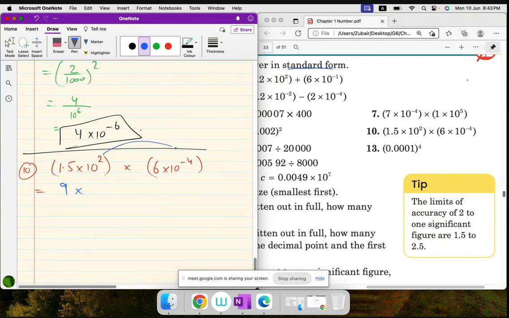And bases same, powers add, so 10 raised to the power 2 plus minus 4. Okay. Bases same, powers add. We are multiplying, so powers add. Yes, sir. So the power is minus 2. Yes, sir.